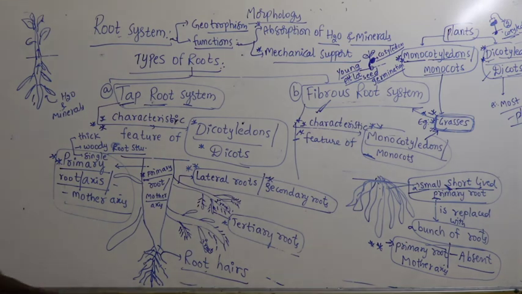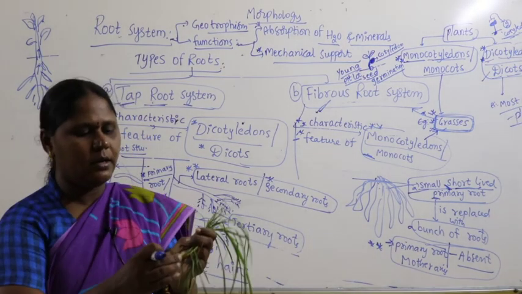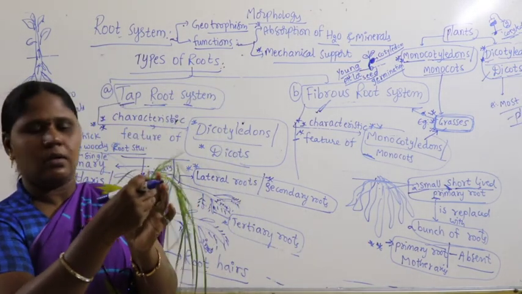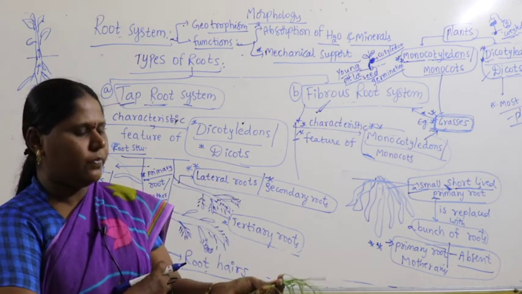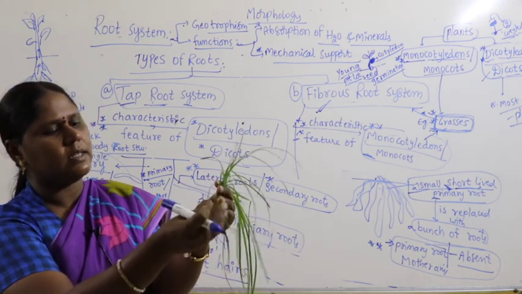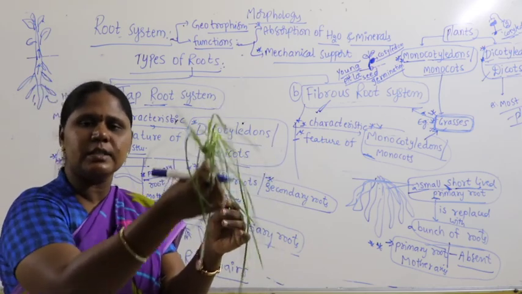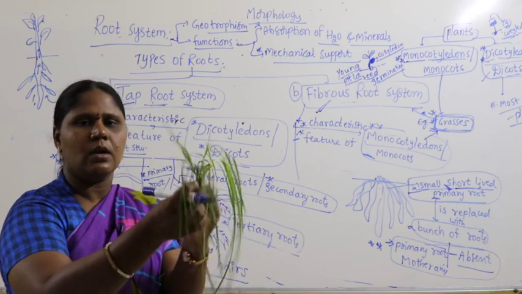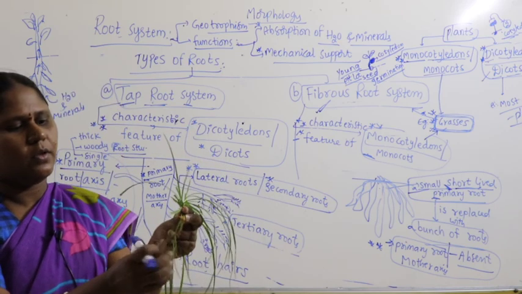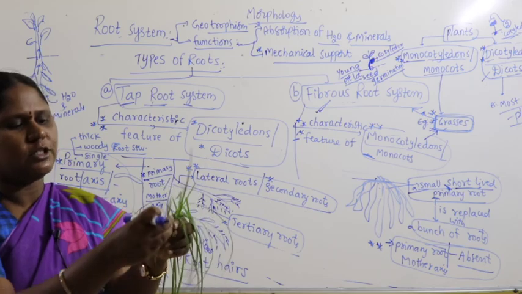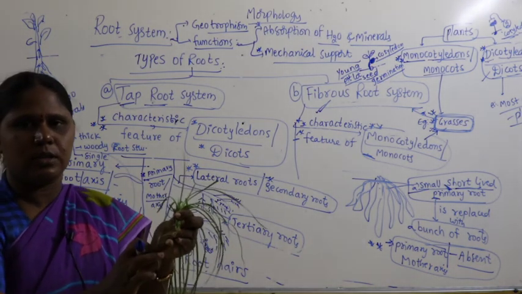Now you can see very clearly here, it's visible, sir, right. All the roots you can see here are a bunch of roots. These are nothing but grasses. Grasses are monocots. In these monocots you can see a whole bunch of roots, not a single one, so many roots. This is what you call the fibrous root system.